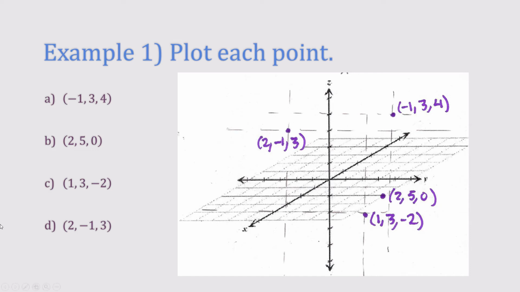Point C, (1, 3, -2), so +1 in the x direction, 1, 2, 3 spaces in the positive y direction, and then down 2 spaces in the z direction. And you can see that if you're trying to do this, a lot of times it's helpful to draw in some extra lines to help you keep things straight. And our last point here, (2, -1, 3), so +2 in the x direction, -1 in the y direction, and then up 3 spaces in the z direction. And there's our point.